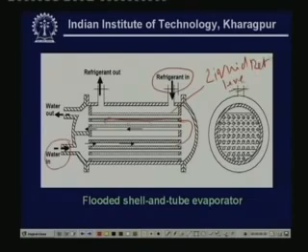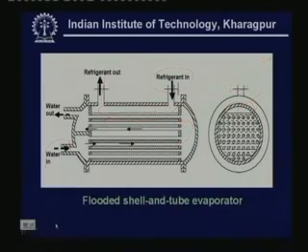So this is maintained by a float valve, and the entire shell is not filled with liquid. You can see that there is an empty space in which refrigerant vapor is there, but not the liquid. This is required to prevent the exit of refrigerant liquid droplets along with the vapor. And since you have some space above the liquid level, superheating is also possible in this kind of arrangement.